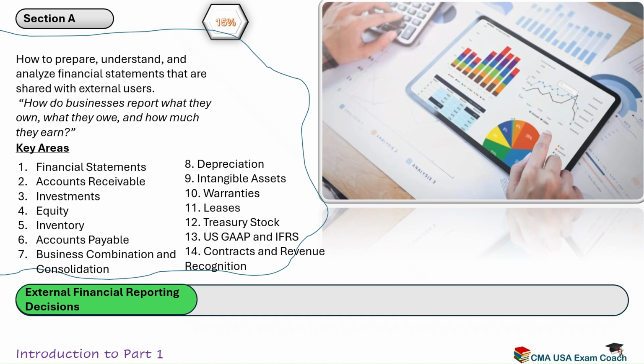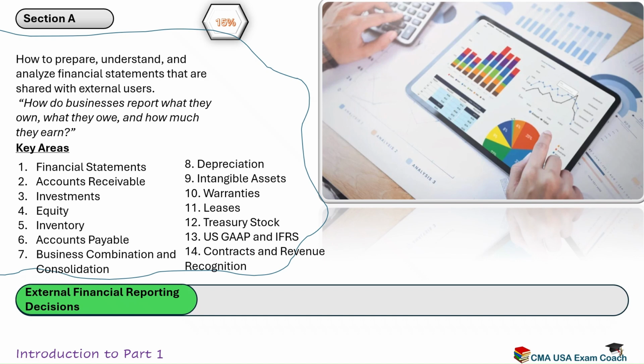2. Accounts receivable. This means money owed to the company by customers who have bought goods or services on credit. You'll learn how to record it, when to recognize bad debts, and how to estimate what portion may not be collected. 3. Investments. Companies often invest in stocks, bonds, or other businesses. You'll study how these investments are classified, short-term or long-term, and how changes in their value affect financial statements.